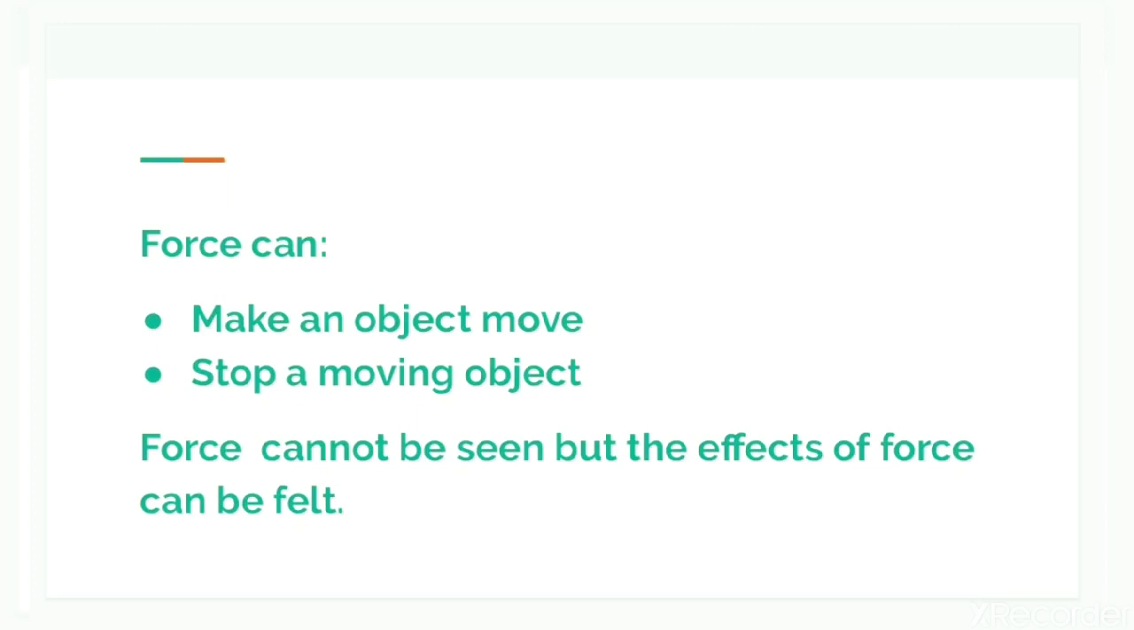Force can make an object move. For example, a ball at rest, when struck gently, will start moving. Force can also stop a moving object, like a moving car, that can be stopped suddenly by applying brakes. In all these cases, we cannot see force, but its effects can be felt.